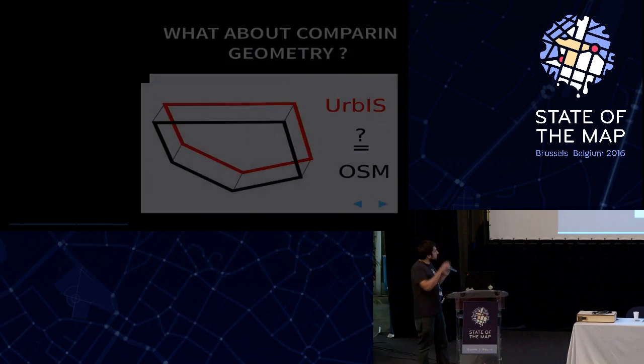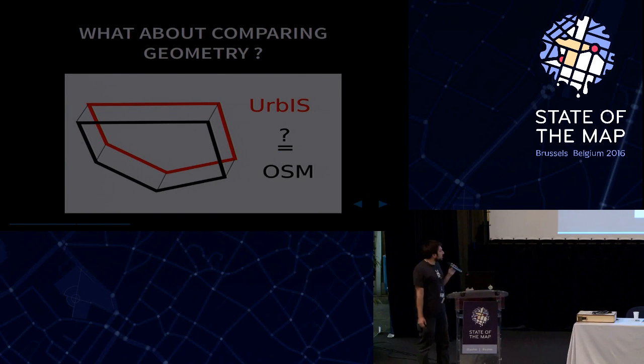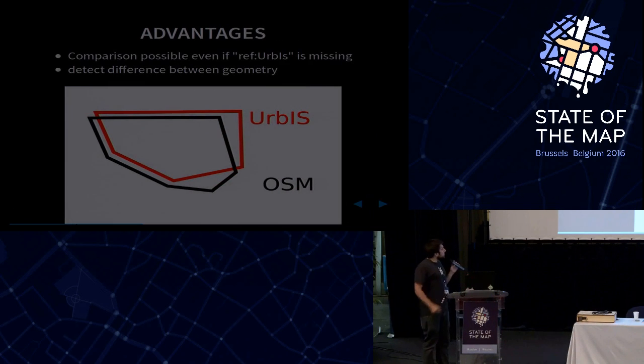And so to compare the URBIS database and OSM, our idea was to compare with geometry operations. So it was to compare the polygons together. The advantage is we don't need to have the ref URBIS. If it's missing, we can continue to make the comparison. And also, we can detect differences between the two geometries, and so detect where there is some new change.